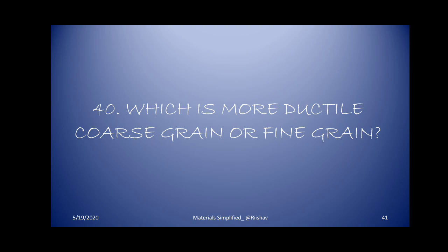So we say that coarse grain is more ductile as compared to fine grain, because if we are getting more time, then the material will show plastic behavior for a more amount of time. In that case, coarse grain is more ductile.